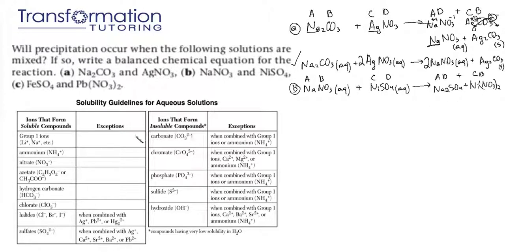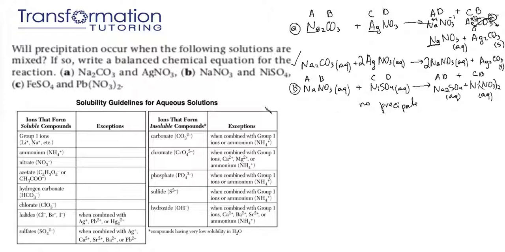Sodium sulfate, again, sodium is group 1, and group 1 is always soluble, so this is for sure aqueous. And nickel nitrate, okay, I found NO3 here, and look, it is also soluble with no exception, so this is aqueous as well. Therefore, part B, there is no precipitate because both products are aqueous.